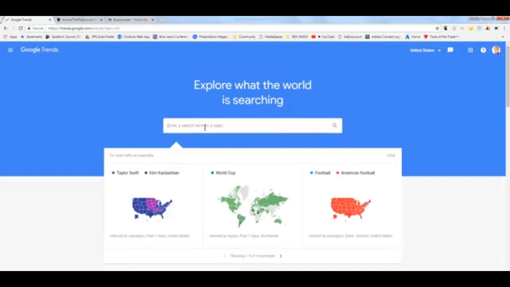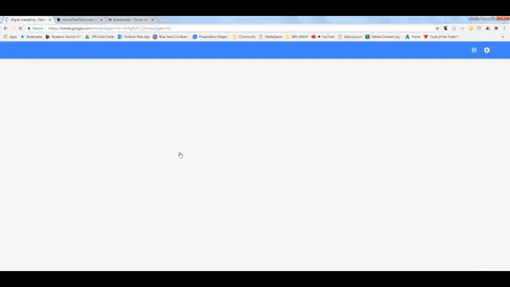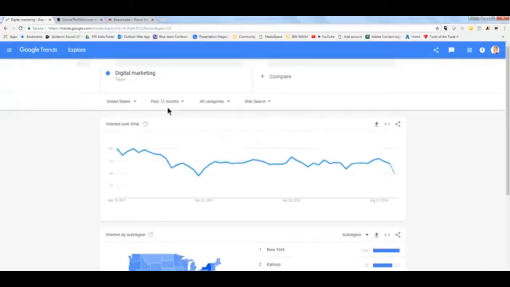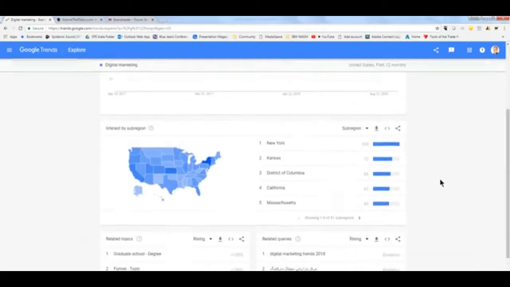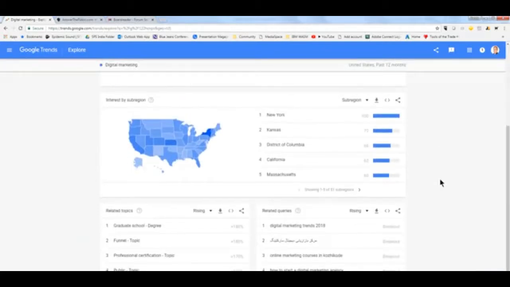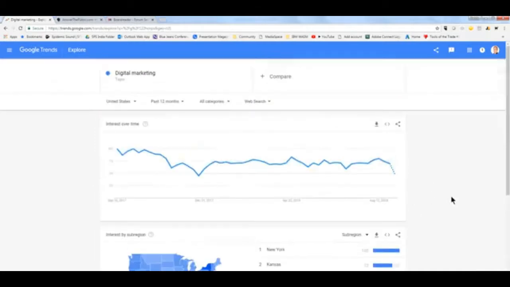And what you do is you can enter a topic that you want to analyze. So let's say digital marketing. And as I go through it, it asks me if I want to have a search term or a topic. And so I'll look at it as a topic. And what it's going to do is analyze interest over time in my search term. It gives me the geographical area by subregion or region that I can analyze. It also does it globally. I can also look for related topics and related queries.